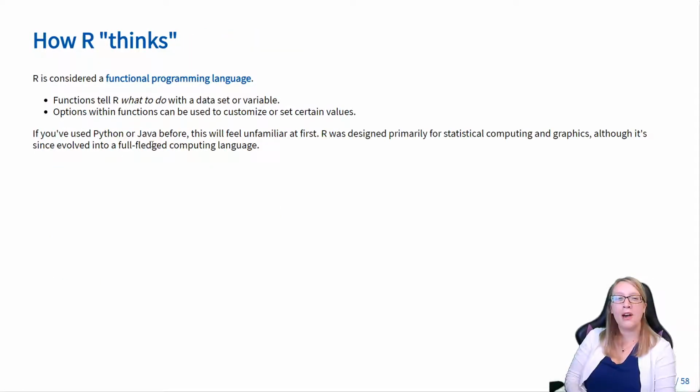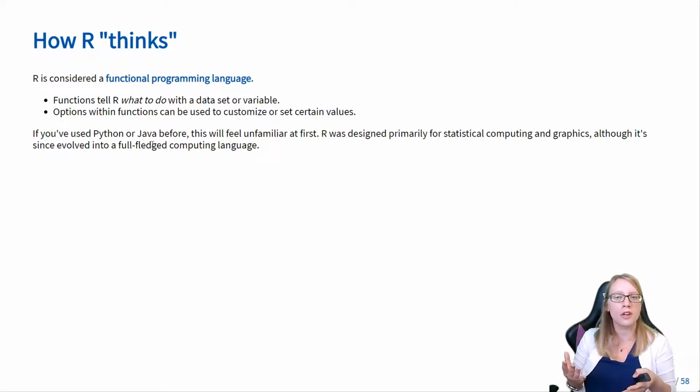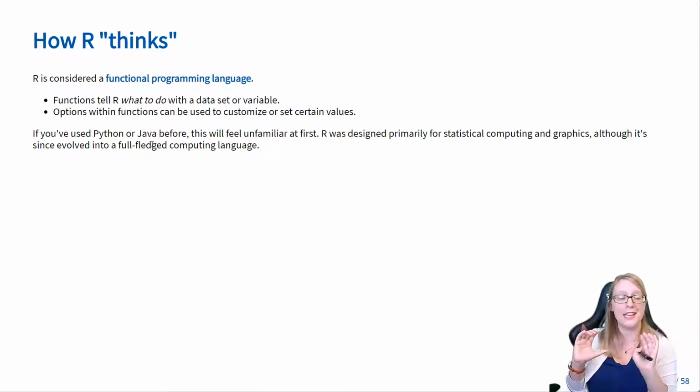Let's talk a little bit about how R thinks before we start to see some examples. R is what's known as a functional programming language. So if you've ever used, for example, Excel formulas before, they're kind of like that. We have functions on the outside of parentheses, and then within those parentheses, we'll tell R the data set to use, the variables to use, and then the various options that we can select for a particular function.